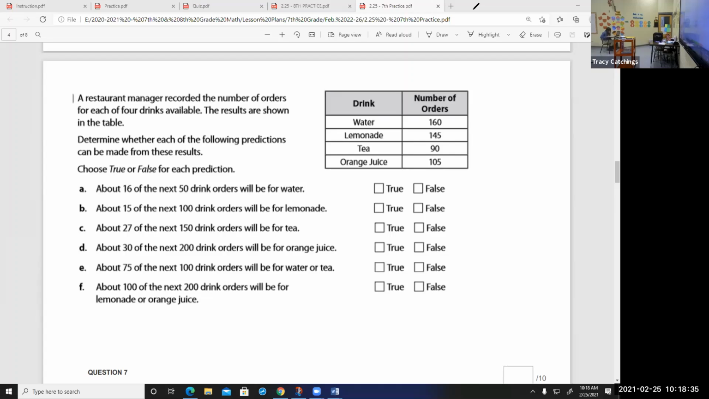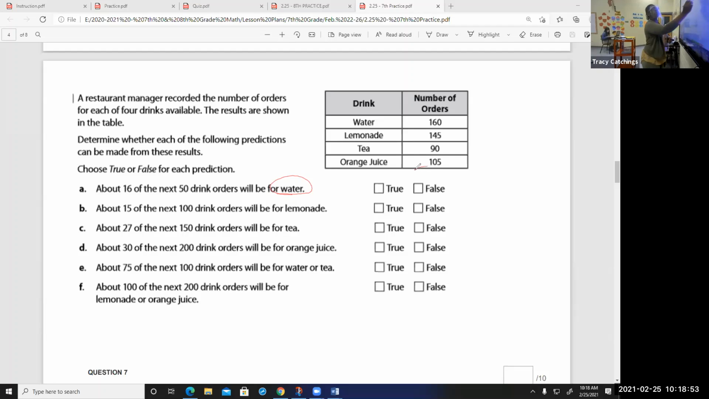All right, now this one, some of y'all will go through and give me true, false, true, false, true, false, and then you wonder why I say you only receive half credit. Whatever we say, true or false, you need your fraction to prove why you're saying true or false. All right, so the first one they asked us about water.